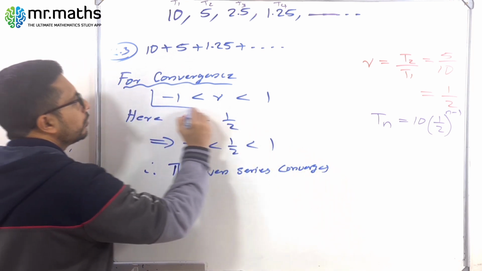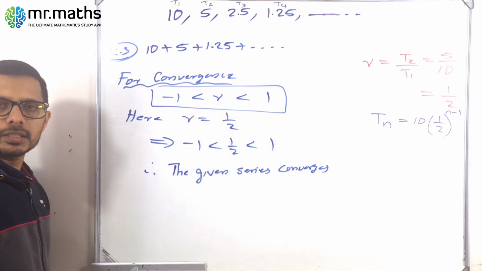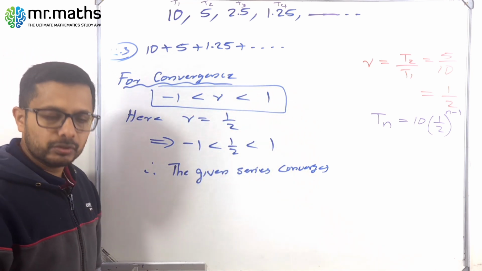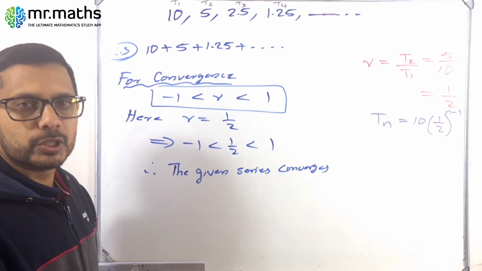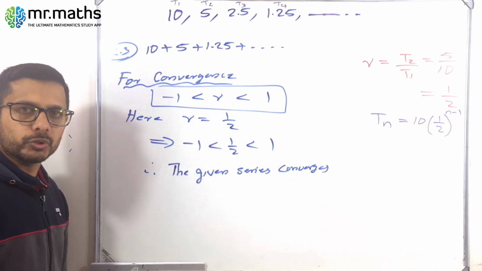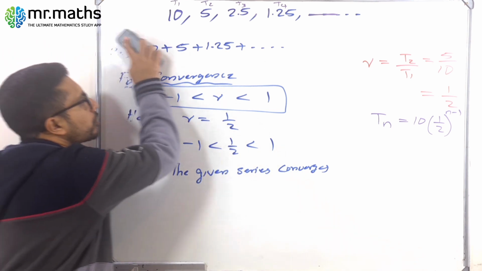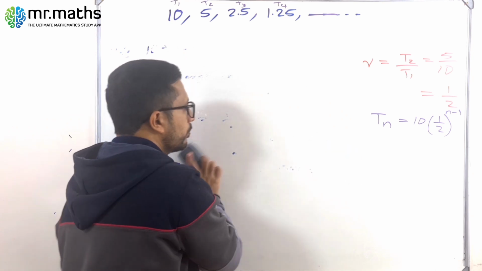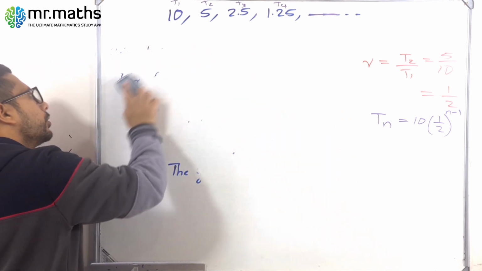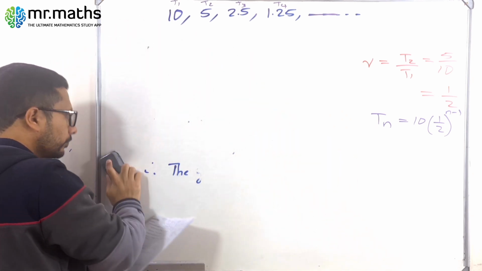So you have to know this condition for convergence. The value of r, the common ratio, must be between -1 and +1. Okay, so that is question number 2.3. Now let's move to the next question, question number 2.4.